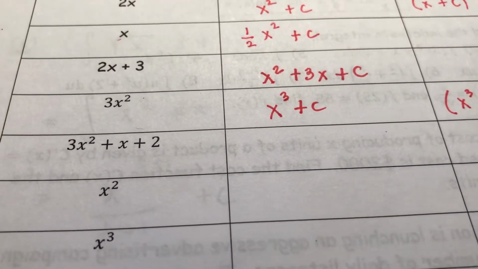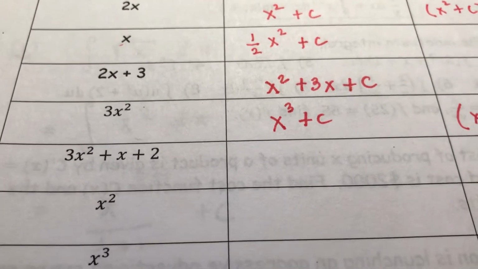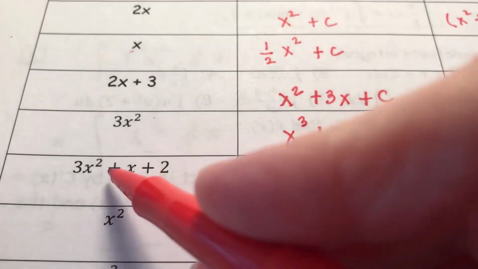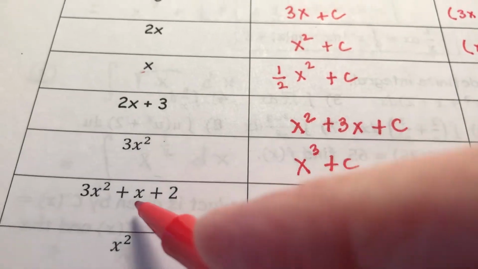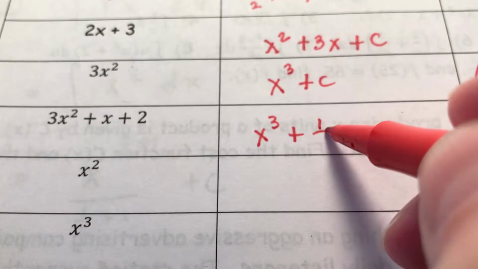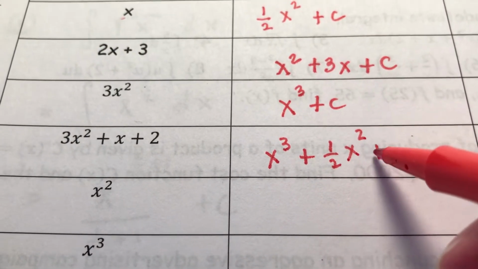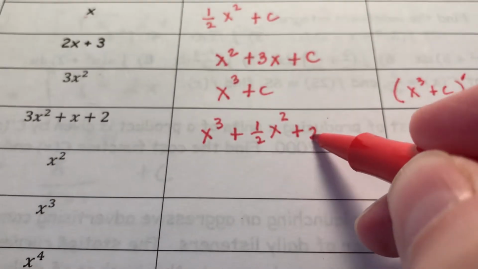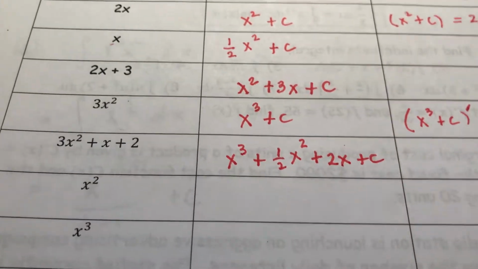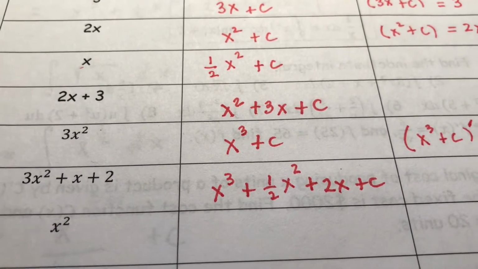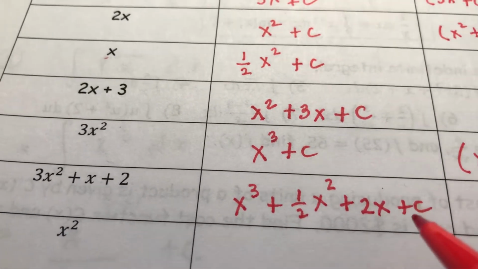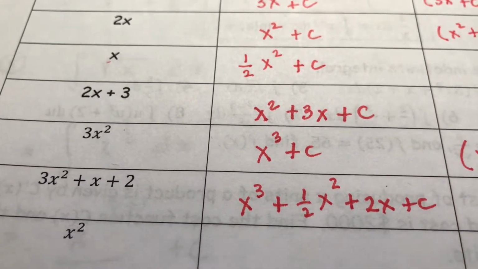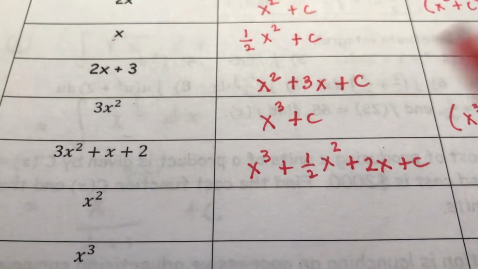All right, now what about 3x squared plus x plus 2? Well, 3x squared, the antiderivative is x cubed, plus, and then that x up here was 1/2 x squared, plus, and then the 2 was way at the top, 2x plus c. All right, and you can check, derivative is 3x squared plus x plus 2, and then the derivative of that is 0.